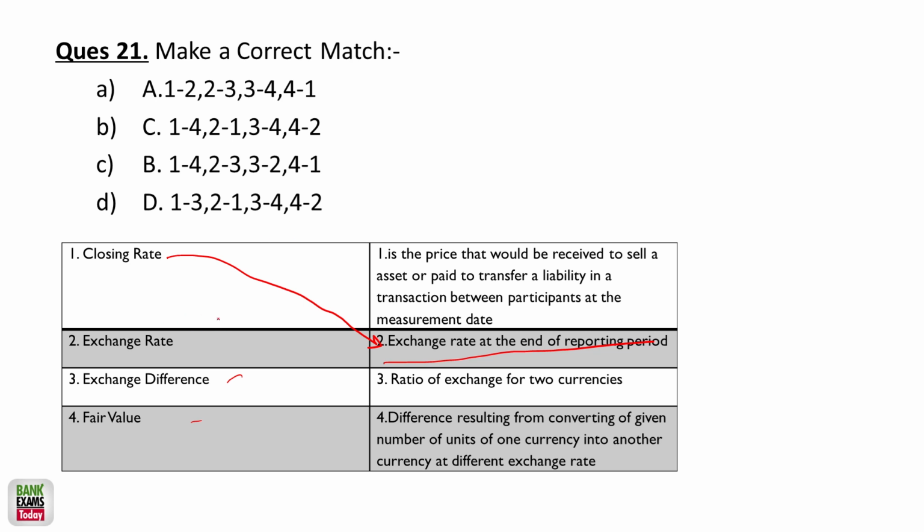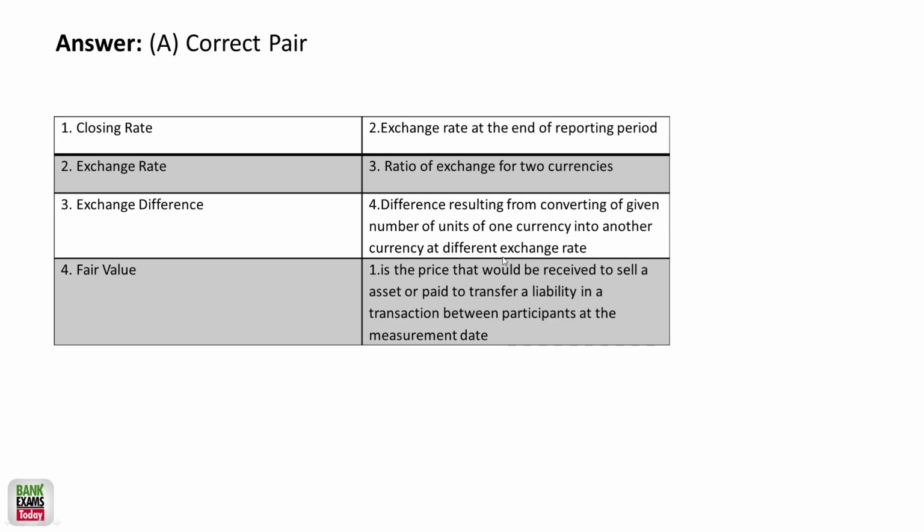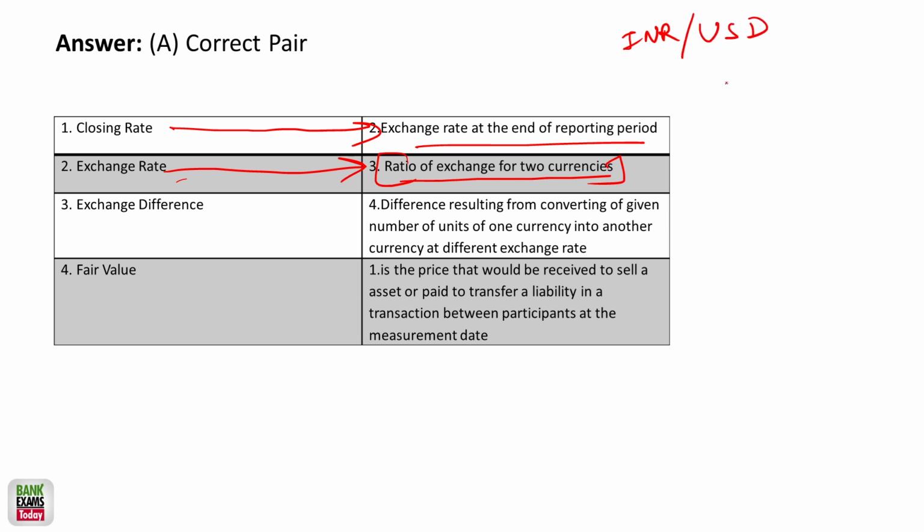What is exchange rate? The ratio of exchange of two currencies. The closing rate is the exchange rate at the end of the reporting period. Exchange rate is a ratio of exchange for two currencies. As for INR to US dollars, it is 75 point something. So it is a ratio. If you are giving 1 US dollar, you will be getting 75 Indian rupees. So that is the ratio, 1 by 75.